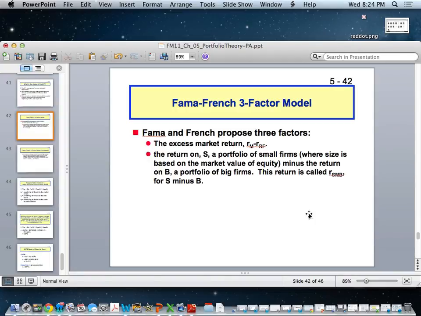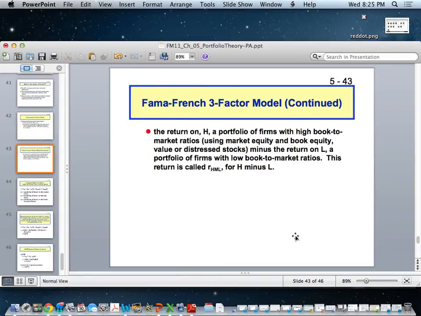Google at one time was a small company. Dell was a small company. Microsoft was a small company. So that's your S, the second factor. And what is the third factor here, guys? That's called HML, high minus low. It's something called book to market.